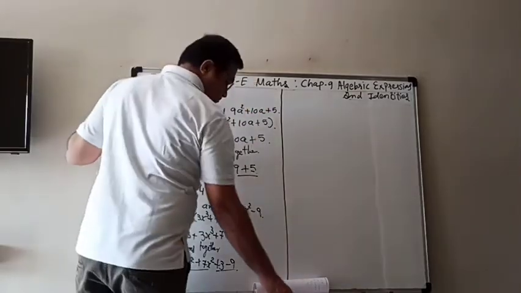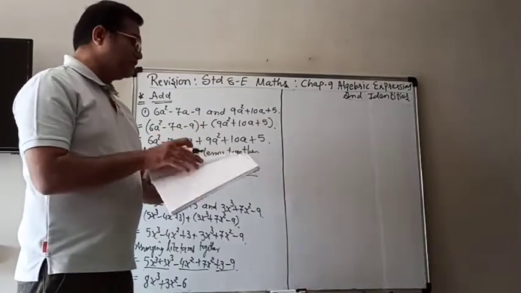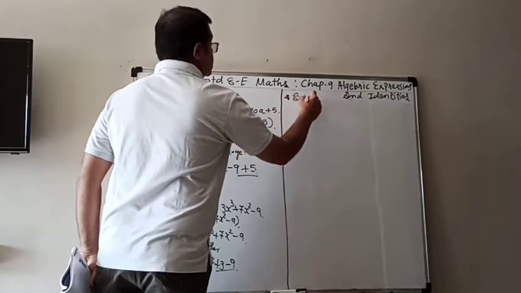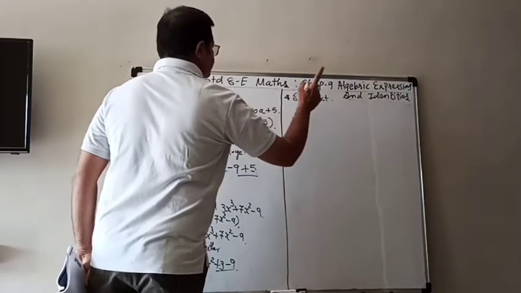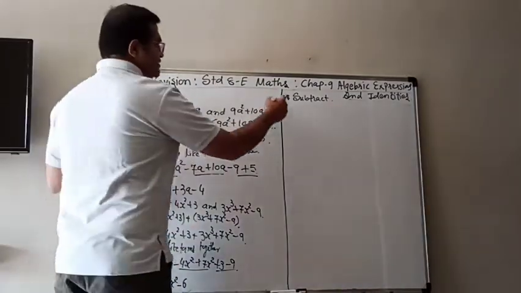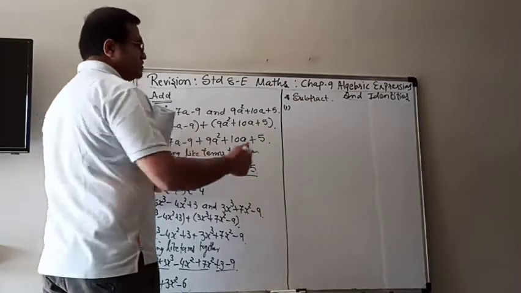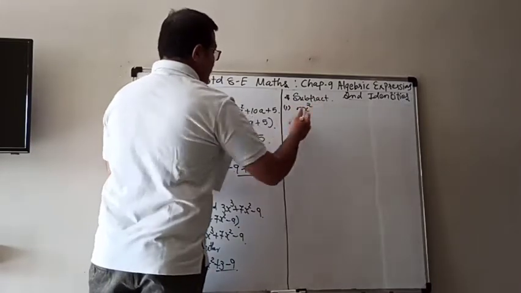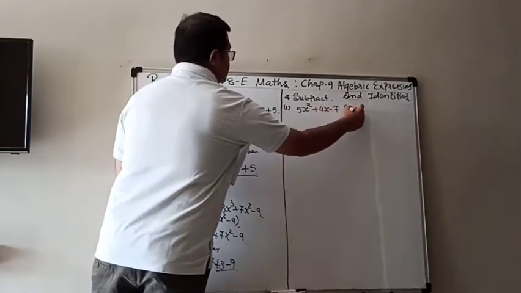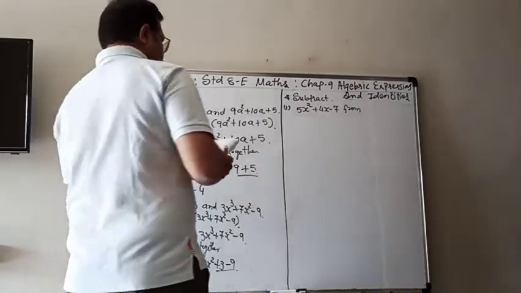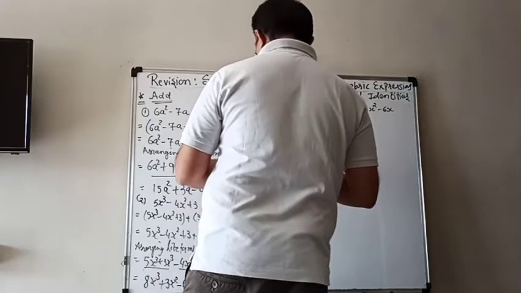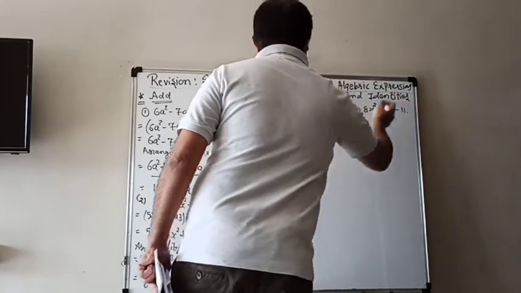Now for subtraction. Let us understand the sum with the subtraction. In subtraction, two things to keep in the mind. Let us write down first the question, then I will explain what the first thing is to keep in the mind. 5x square plus 4x minus 7 from 8x square minus 6x minus 11.